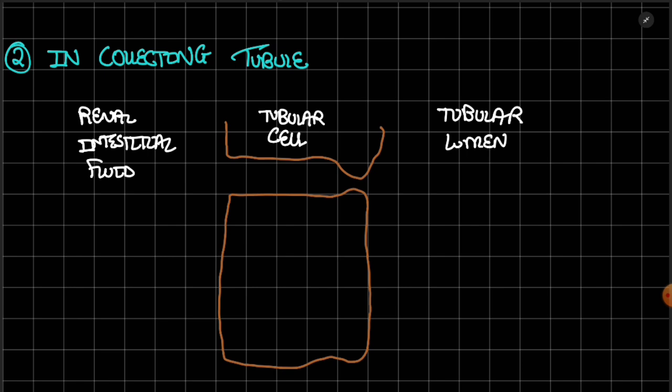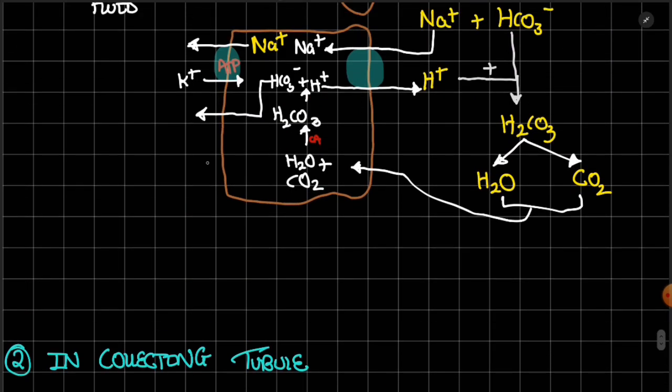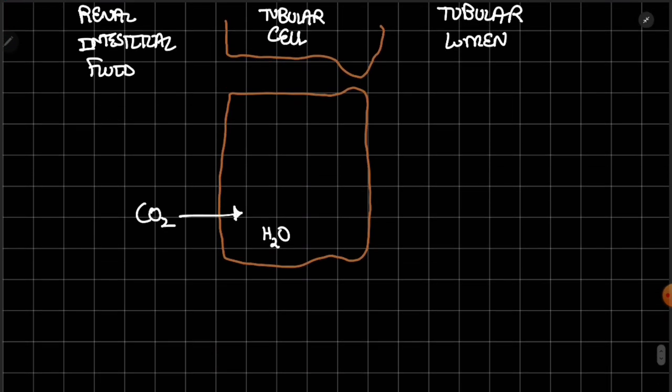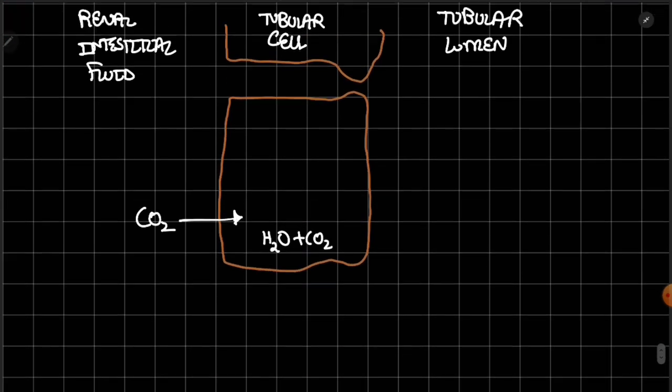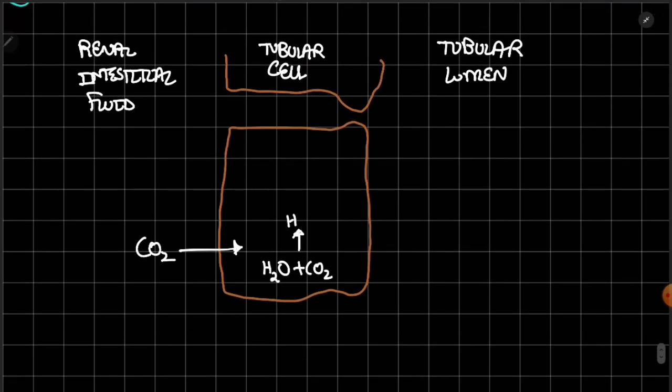So tell me, when talking about the collecting tubule, not many ions or items come into the collecting tubule. The tubular cell itself contains H2O, and CO2 is gained from the other cells due to their metabolic product as CO2. The CO2 comes in the cell. Here also the CO2 is obtained from metabolic product. Now this CO2 combines with H2O to give H2CO3. Then the same story, HCO3 minus plus H plus.